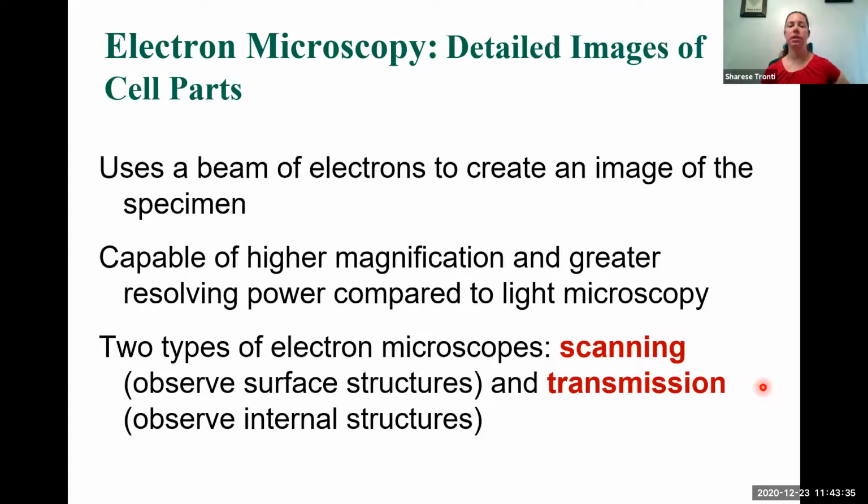There's two types of electron microscopy: scanning and transmission. Scanning is used to observe, or scan, the surface of the structure, whereas transmission microscopy is important for transmitting through and into the specimen that we're looking at. So you're going to use transmission electron microscopy to look at the internal structures.